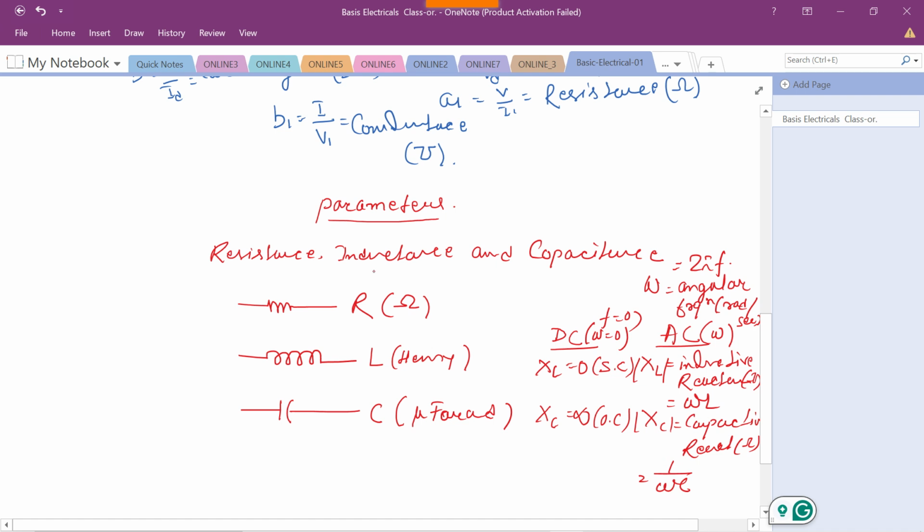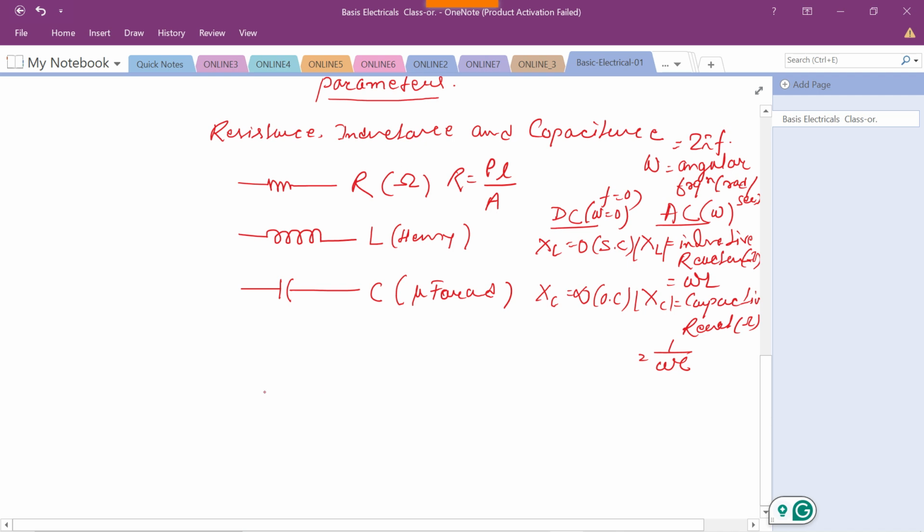Then the resistance is R equals rho L by A, where rho is the resistivity of the material, L is the length of the conductor and A is the cross sectional area of the conductor. These are the three parameters, and in basic electrical, the networks and circuits are made by these three parameters with the sources.